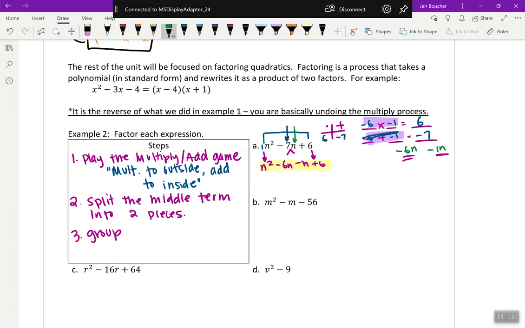Group it, go. Are you done? No. Group it, group it. Hold up. It's so worth it. I love it.